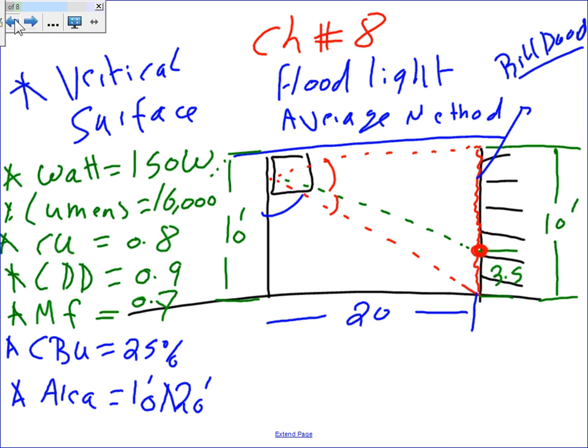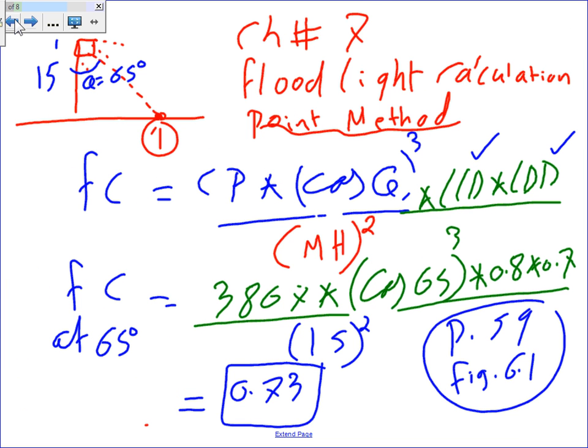Any question, guys, about the calculation with a floodlight point? Very similar, very simple, straightforward, no gimmicks in it. Any question?